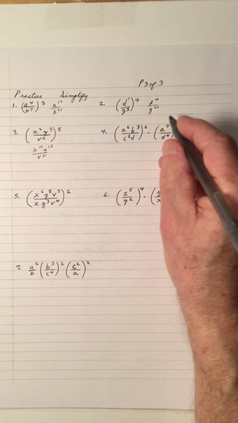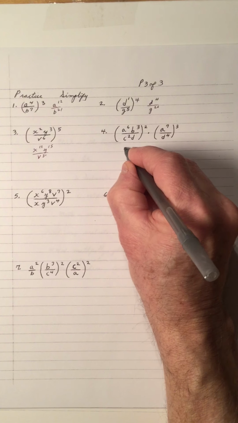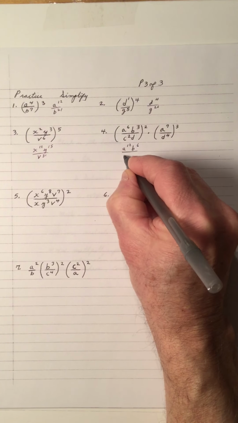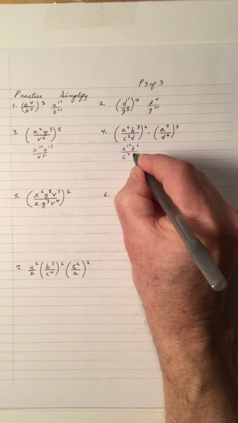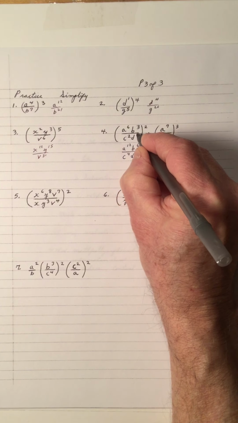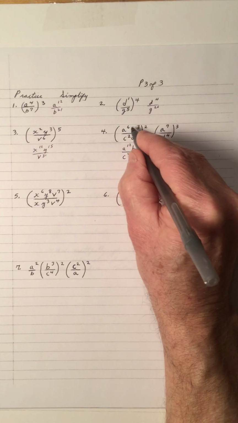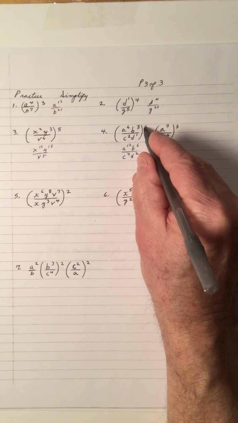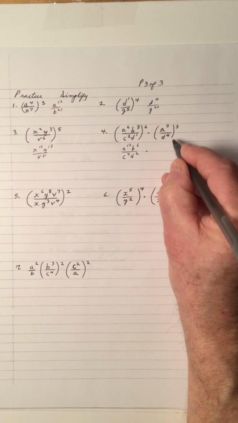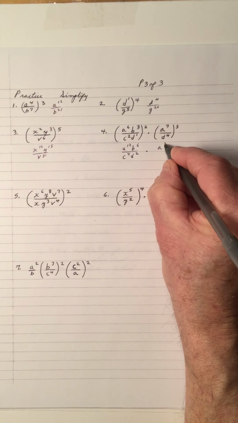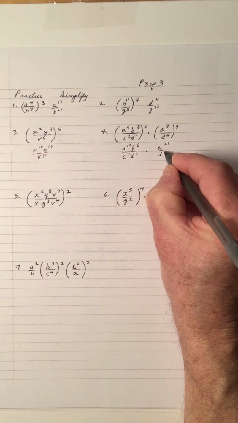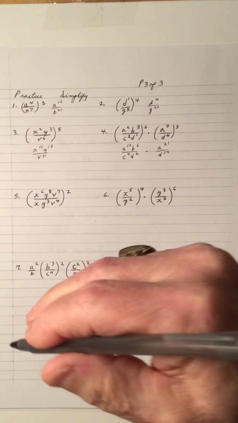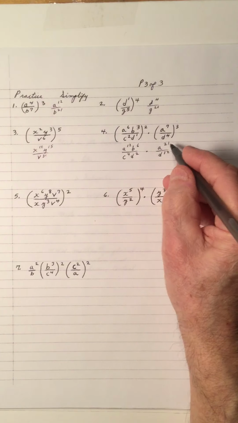And number 4, we have to work the exponents first. So a to the 12, b to the 6, c to the 4, d to the 2. Remember, that's a 1. So 2 times 6, 3 times 2, 2 times 2, 2 times 1. And power of a power, that's a to the 21 and d to the 12. Power of a power. Now that I have the exponents done, I have to multiply.